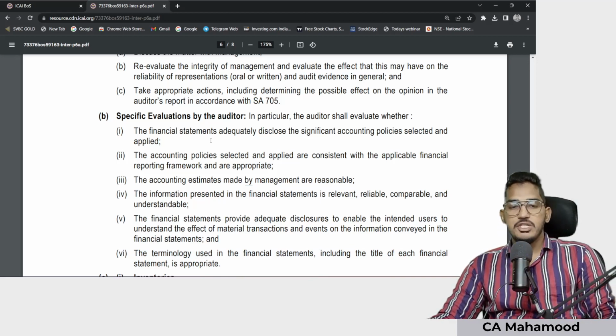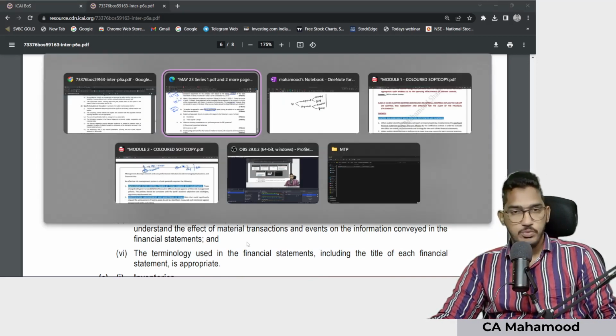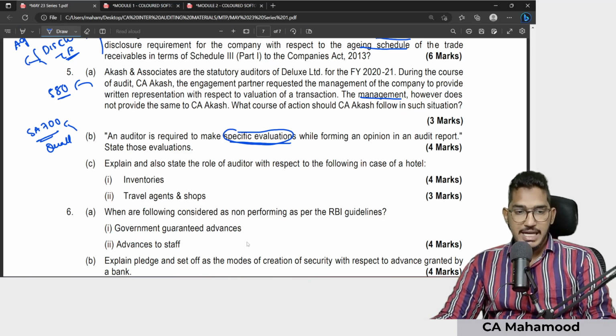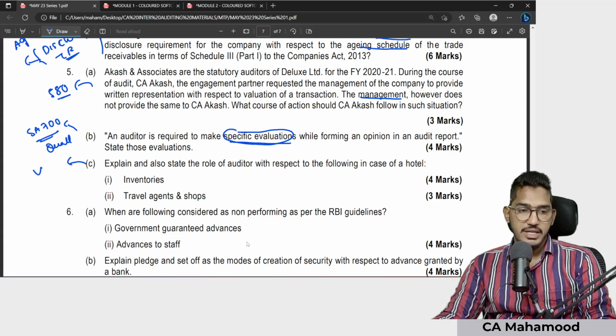So these specific evaluations you are supposed to write. You are supposed to write these points. Next one. Explain and also state the role of auditor to the following in case of hotel. This is regarding audit of various entities.